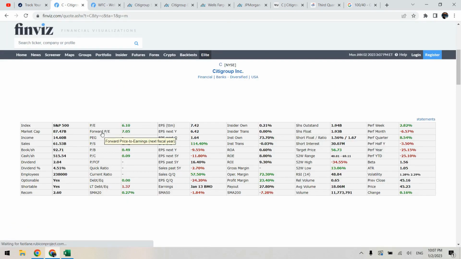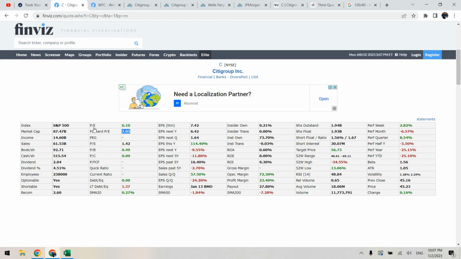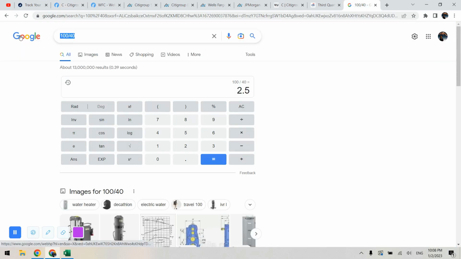So if forward P/E is smaller than the current price to earnings, it means that the company is going to drive more yield and earn more money. If we see something like here, we can notice that the company is going to earn less revenue. So the company is already planning to earn less revenue.